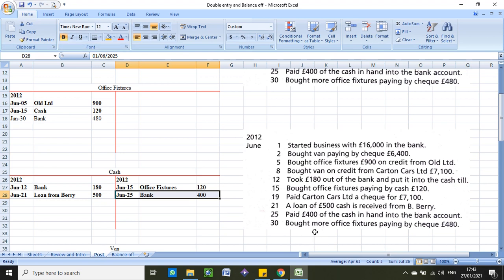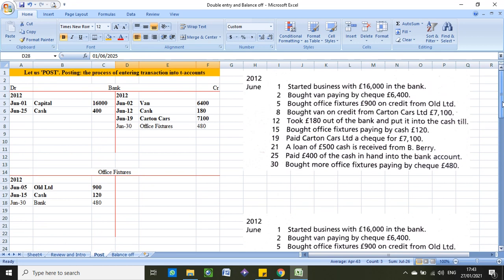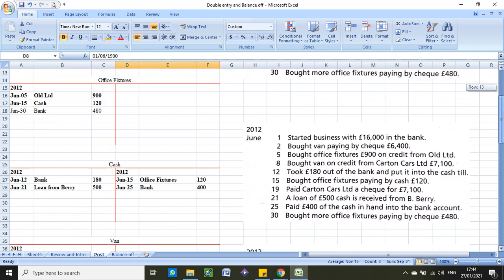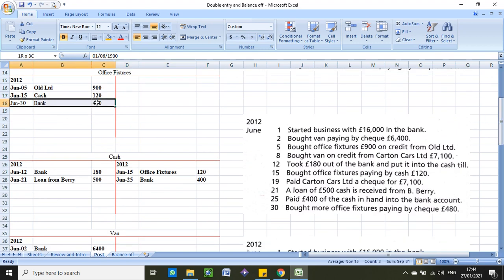The last transaction, bought more office fixtures paying by check. If we're paying by check, that means our bank account will decrease. We will have less money at the bank. So credit entry. I can go to office fixtures and find a similar transaction on the debit side. That is the transaction right there. And that covers all the possible transactions that you will perhaps encounter for the upcoming test.